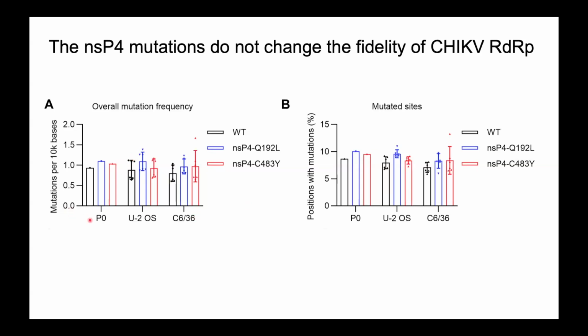So when they did that, what they found was that the mutations did not really change the mutational frequency or have a propensity for increasing mutations in specific sites. That was important because earlier studies, which actually had looked at the C483Y mutant in CHIK, thought that there were fidelity changes, but we didn't find that, and neither did subsequent publications. Okay. So I'm going to stop there, and Tim can now share his screen.